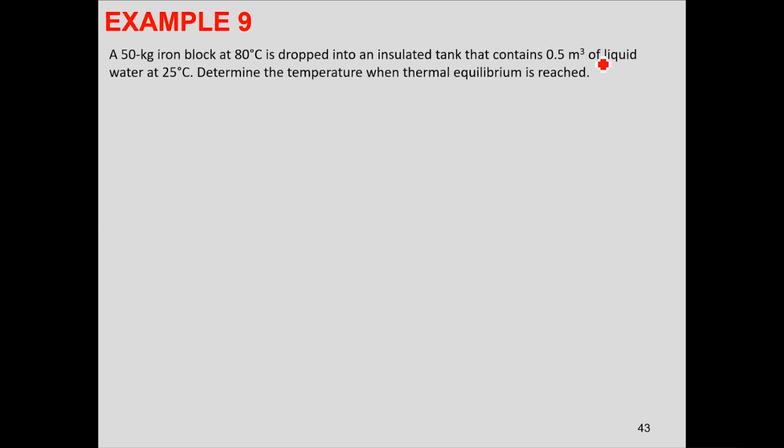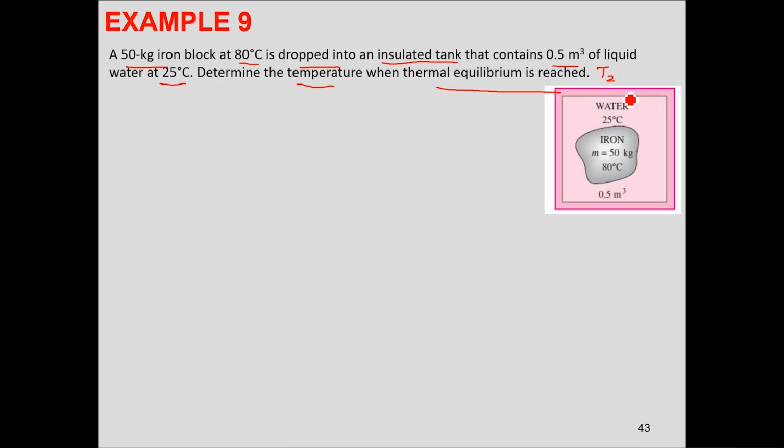The last example says that you have an iron block of 50 kg at 80 degrees centigrade, which is dropped into an insulated tank that contains 0.5 meter cube of liquid water at 25 degrees centigrade. You have to determine the temperature when thermal equilibrium is reached. That means the final temperature or T2, which is common for the water and iron block.